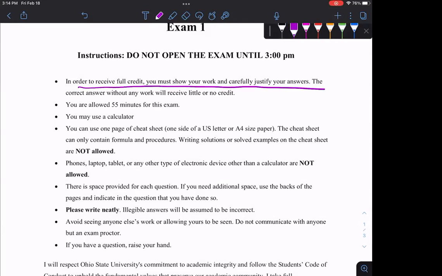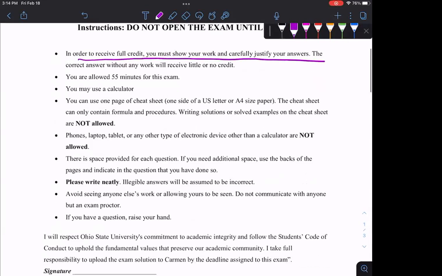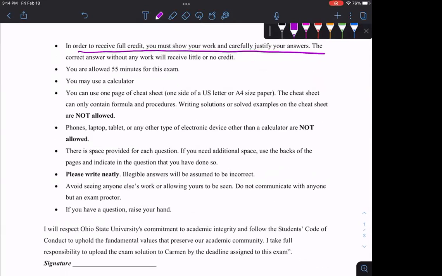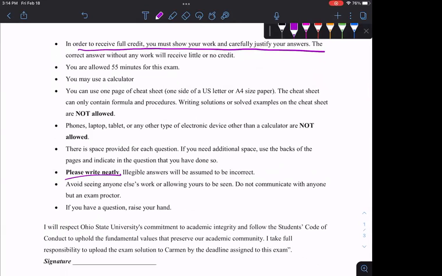Talking about the cheat sheet. You cannot use a laptop or anything, and you cannot talk to each other. You have to write neatly. If I can't read it, I won't grade it. And my standard is my own handwriting. If it's worse than mine, then, you know, because mine is not the best. Some of you write very neatly, and I'm very impressed.